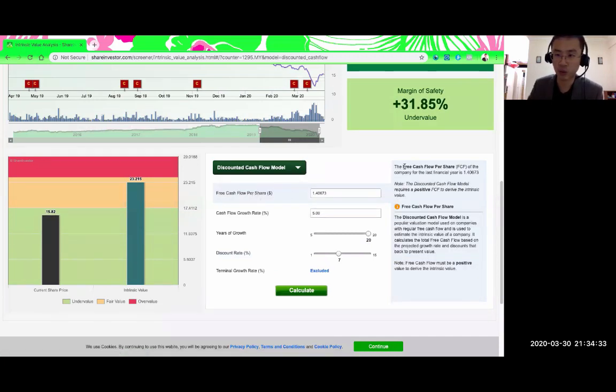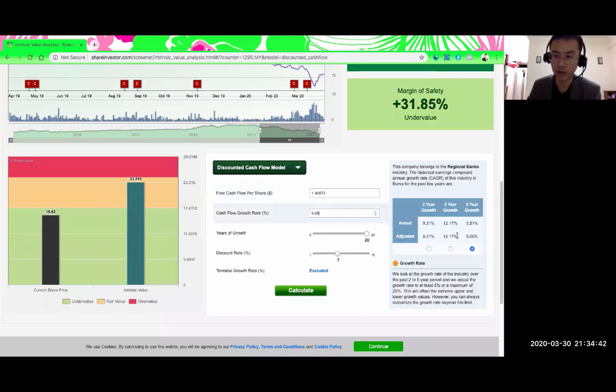Then this software will already tell you the free cash flow per share. The free cash flow per share for Public Bank is 1 ringgit 40 cents per share, so it's already automatically input here. Growth rate, okay, also take the 5-year growth rate. I generally like to use 5-year because we estimate the business will grow for another 20 years. So right now we're going to use a longer growth rate to do a better estimate. Okay, so for the discount rate put 7, then you click calculate.